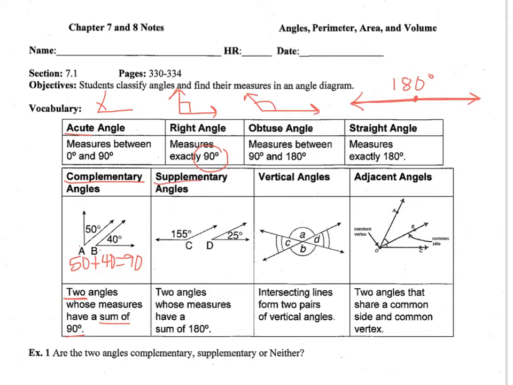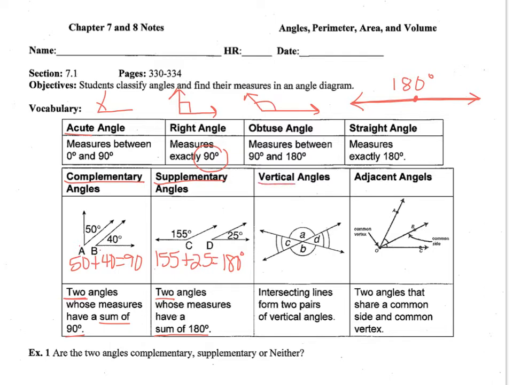Next one is supplementary. Supplementary are 2 angles that have a sum of 180 degrees. So this is when we find those straight lines and we know they equal 180 degrees. Again, to test it out, 155 plus 25 equals that magical number of 180 degrees.